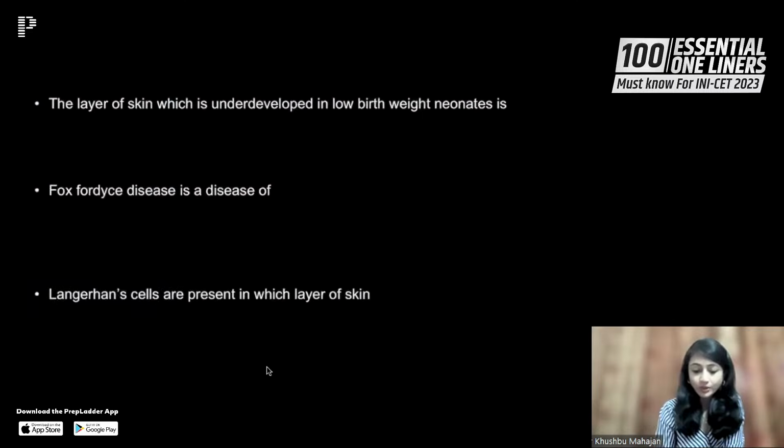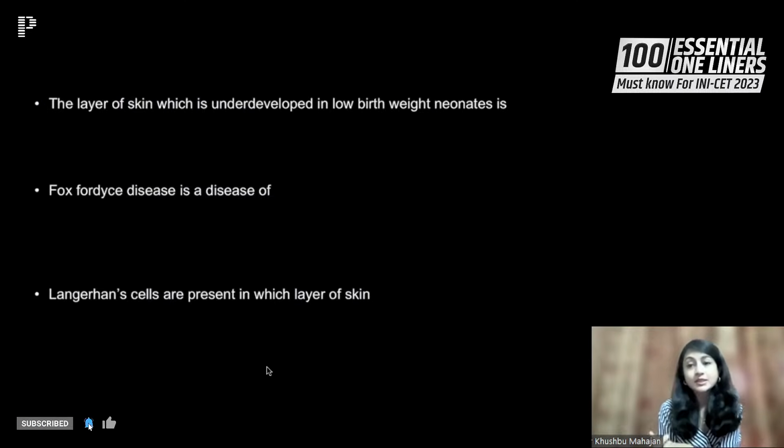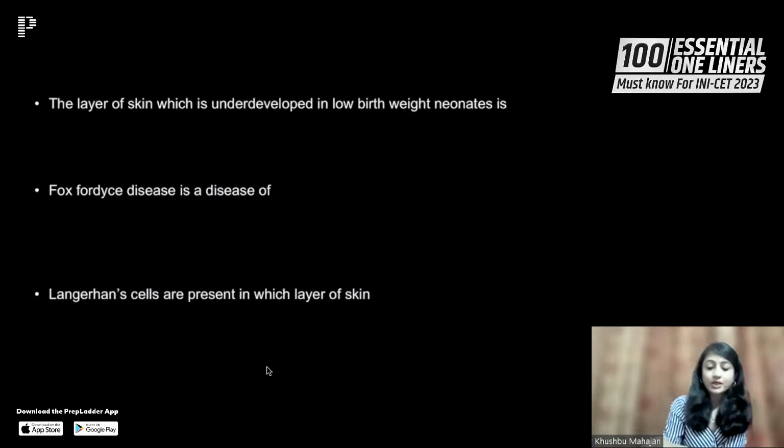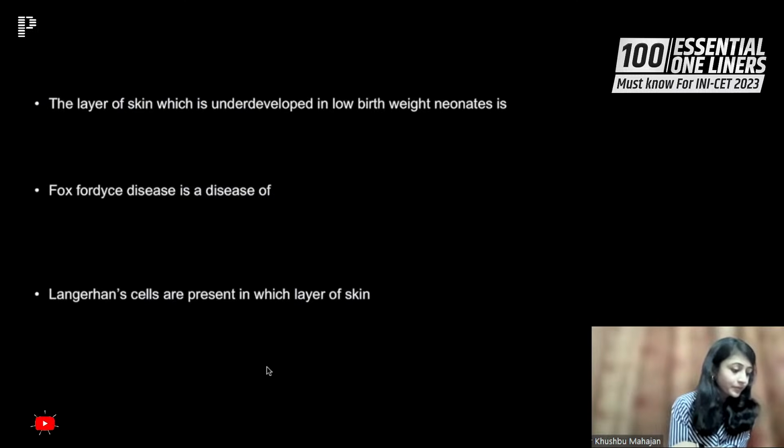So here, starting with the first 3 questions, and I see a lot of you have logged in, so I'll wait for your answers. The first one-liner is, the layer of skin which is underdeveloped in low birth weight neonates is... Fox-Fordyce disease is a disease of what structure, and Langerhans cells are present in which layer of the skin? So let's see. Give me some inputs, give me some answers. Just write whatever you think, just whatever comes to your mind first.